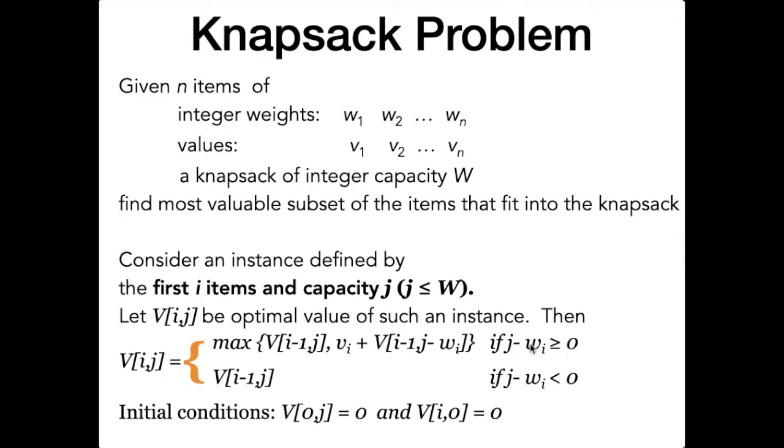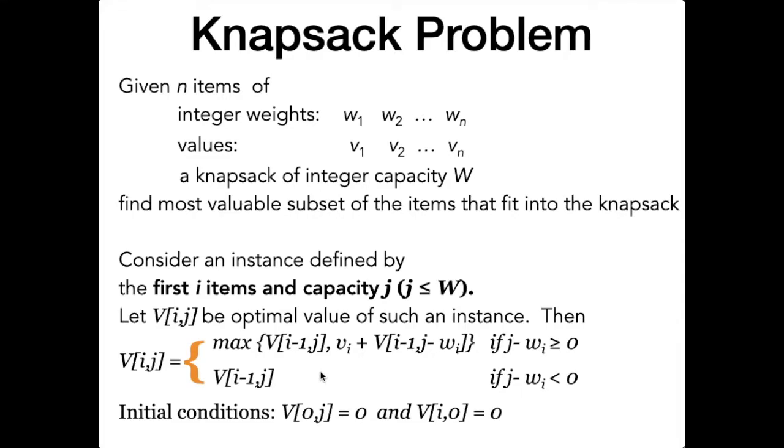So, if kasya si W sub i sa capacity j, we use this expression. So, we get the maximum between, hindi natin consider si W sub i, or kung i-consider natin si W sub i, yung value ni i plus yung optimal solution kung saan nabawasan na yung j natin, which is j minus W sub i. Okay? So, these two cases are the basis for populating the content of the matrix.